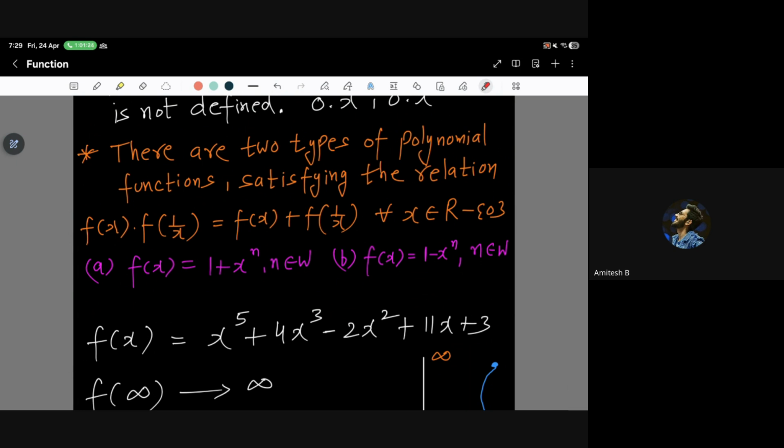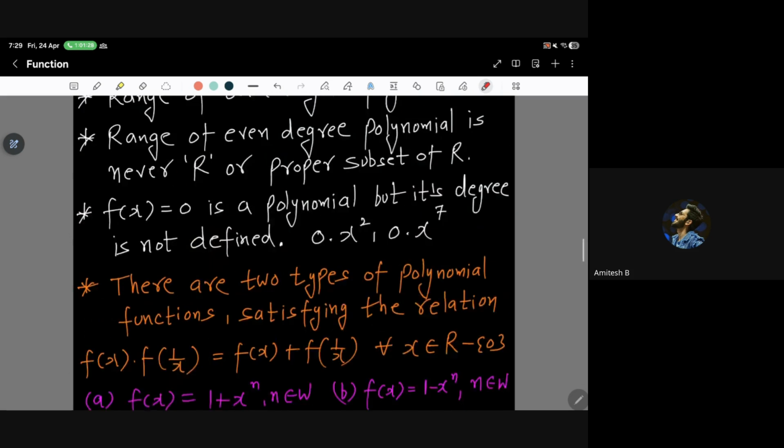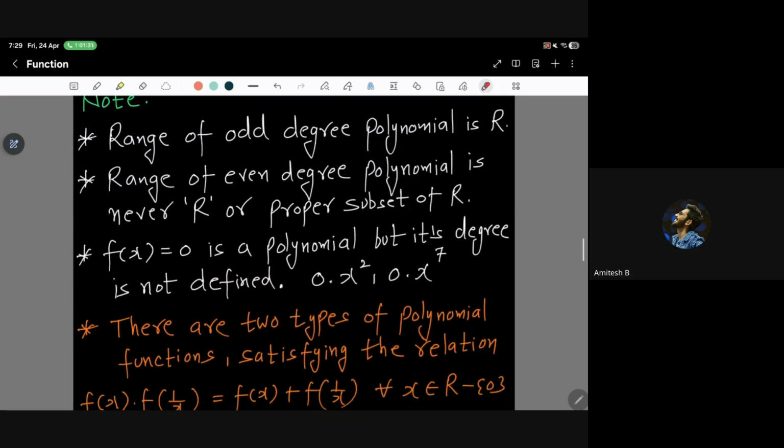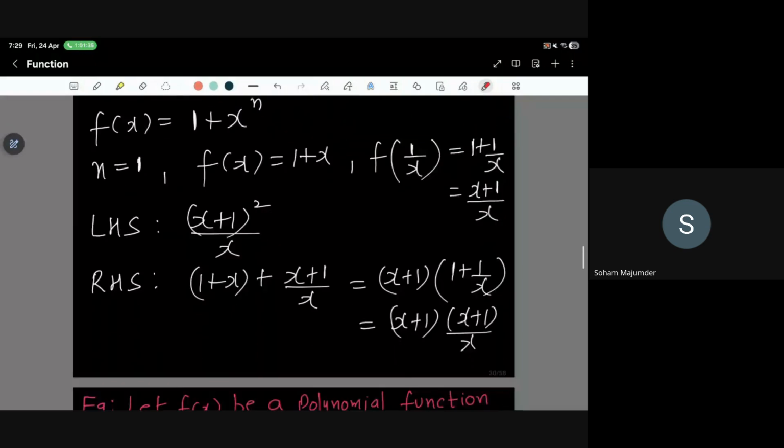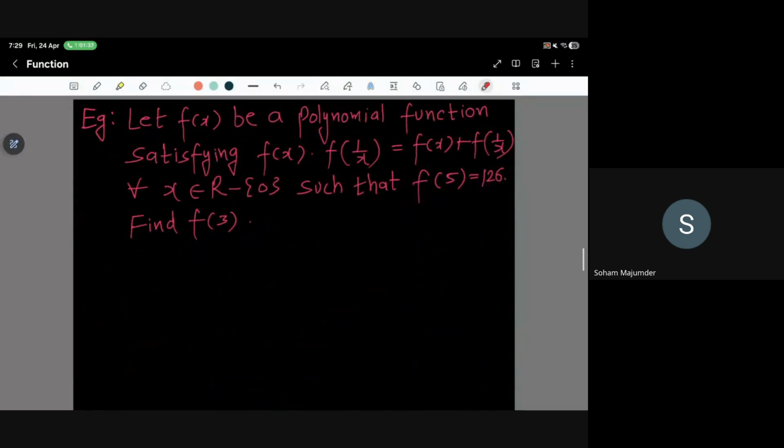Okay, yes, any doubt here in this thing or any of the parts in the note? No, sir. Okay, so let's see the question on this. Just read this question, then we will do it together.